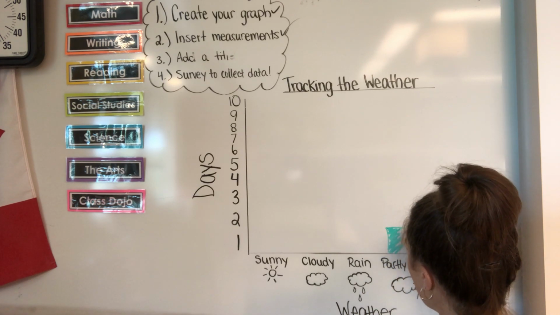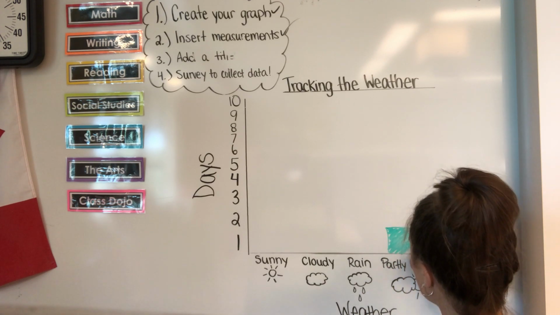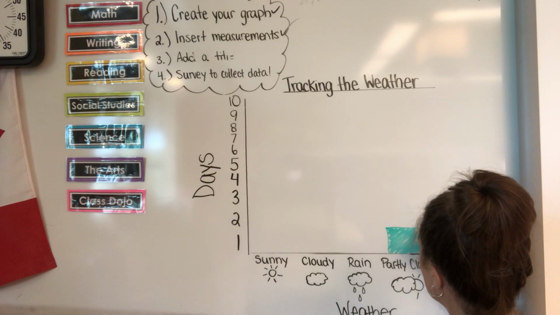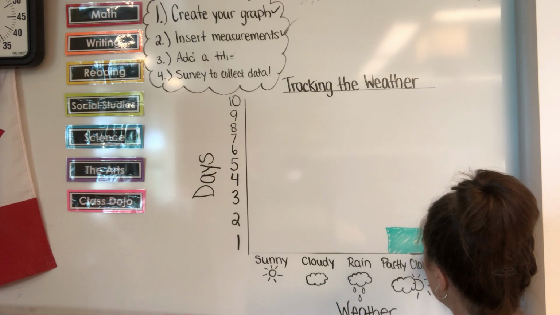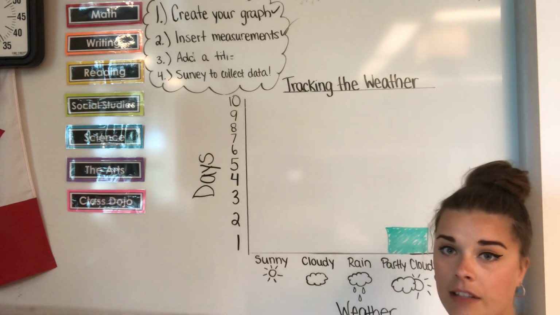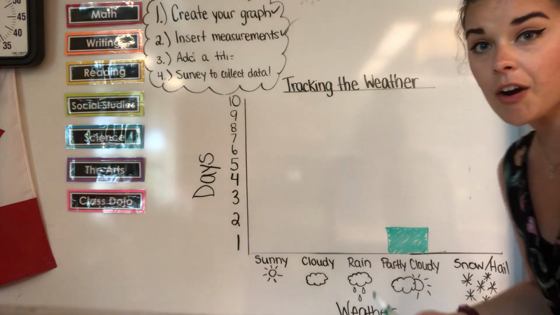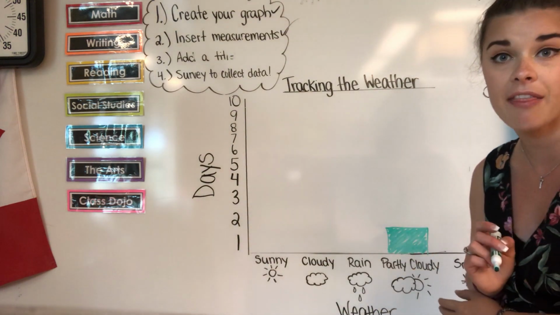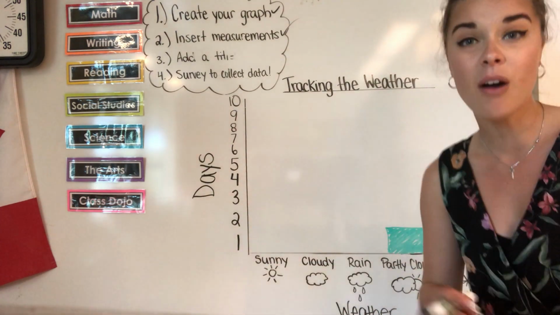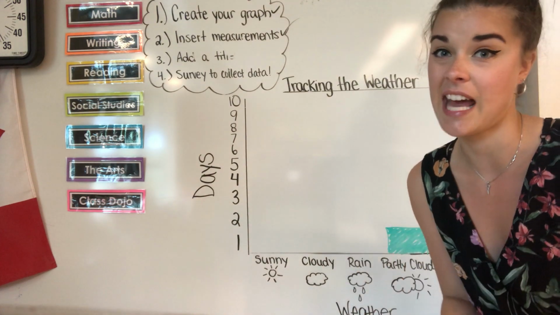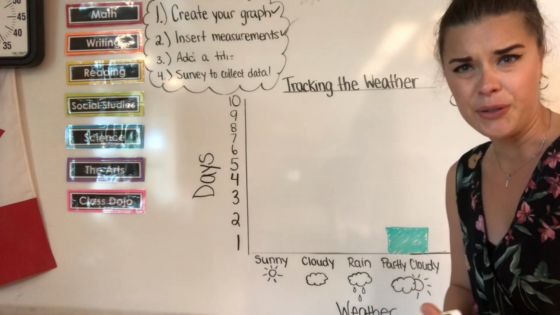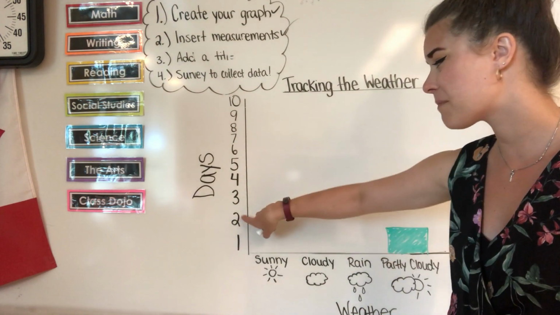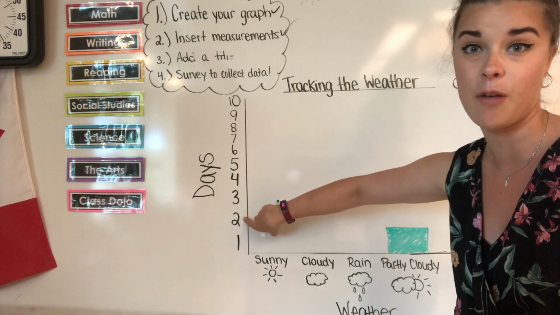Again, it's really important when we're making graphs that we're doing it nice and neat. We're taking our time. There we have it, ladies and gentlemen. So our graph shows that we've had one day of partly cloudy weather. Let's say tomorrow it's partly cloudy again. What would I do? Well, that would mean that we have 2 days of partly cloudy weather.